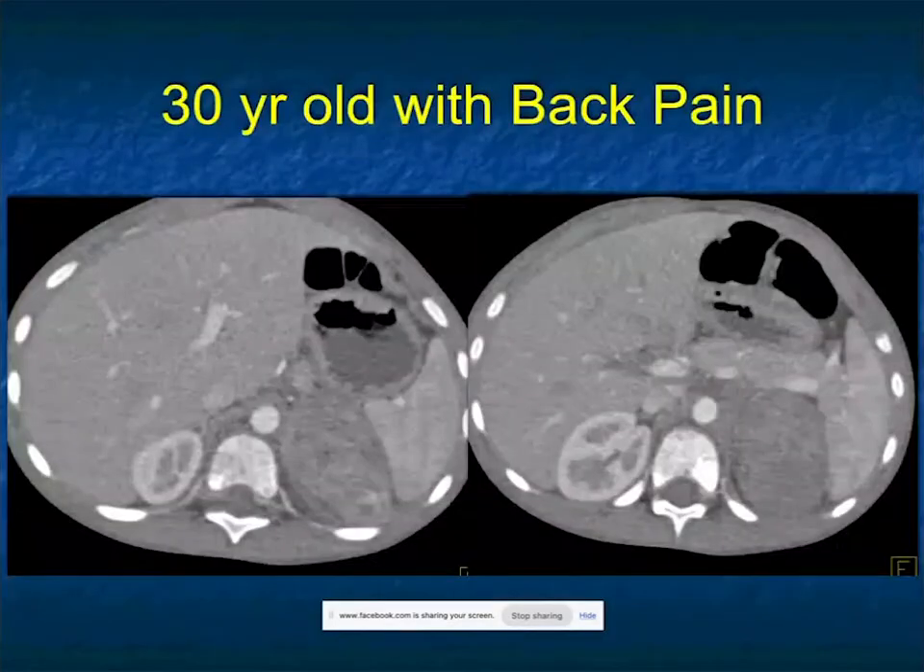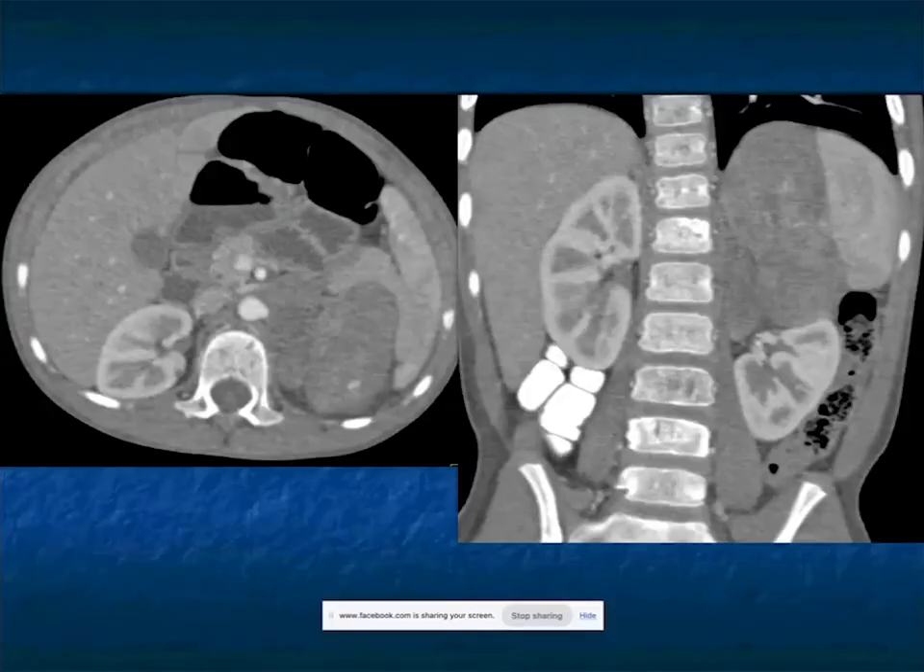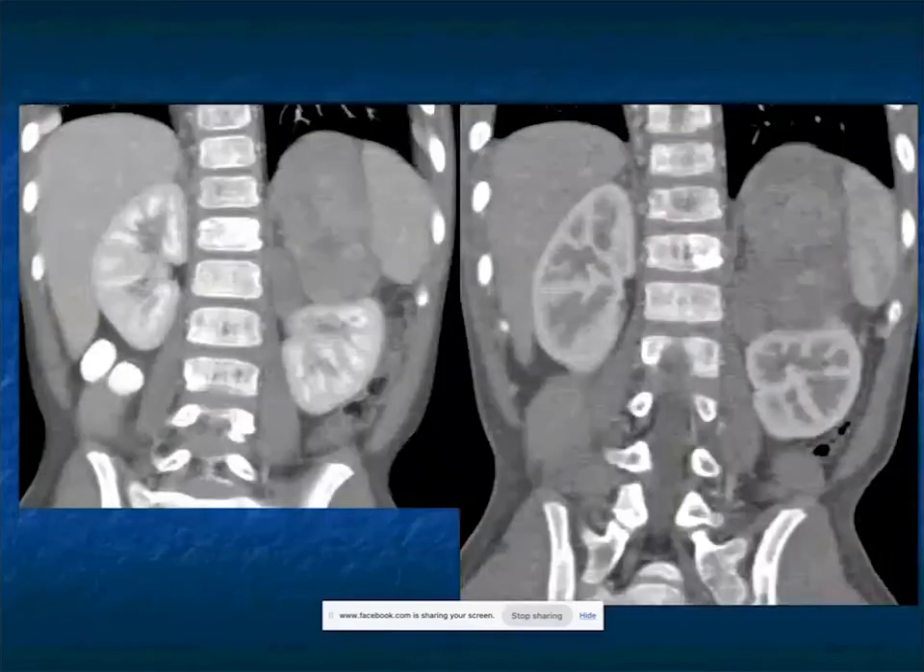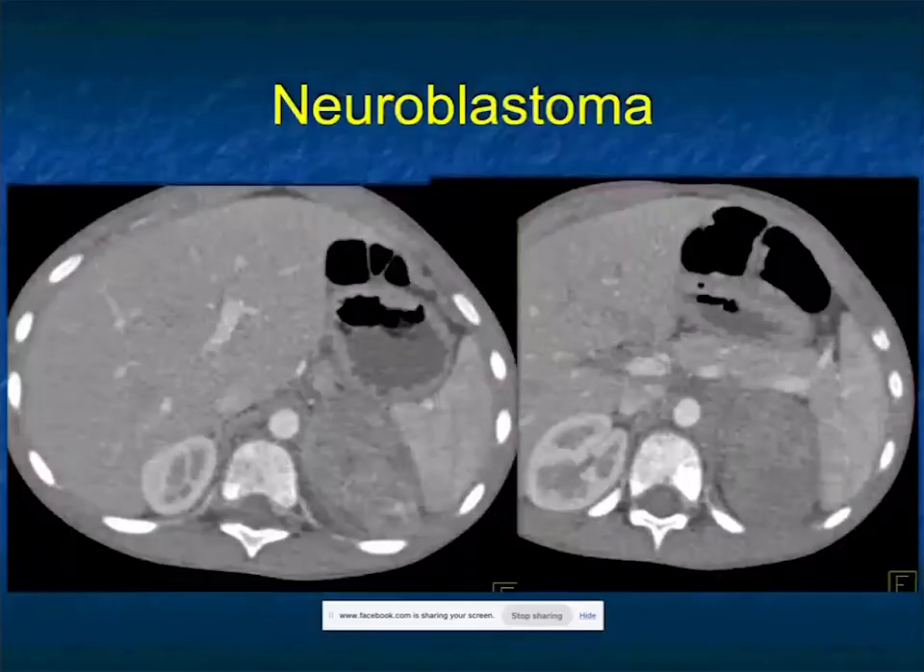Next case, 30-year-old with back pain. Again, sticking with that adrenal theme, there's a mass by the left adrenal gland pushing on the kidney. Same differential, adrenal cortical carcinoma, pheochromocytoma, metastasis. This was a very unusual case. Again, you're not thinking adenoma, you're not thinking myelolipoma. This was eventually resected. Again, the thought was this was a primary adrenal cortical carcinoma and it was a neuroblastoma.